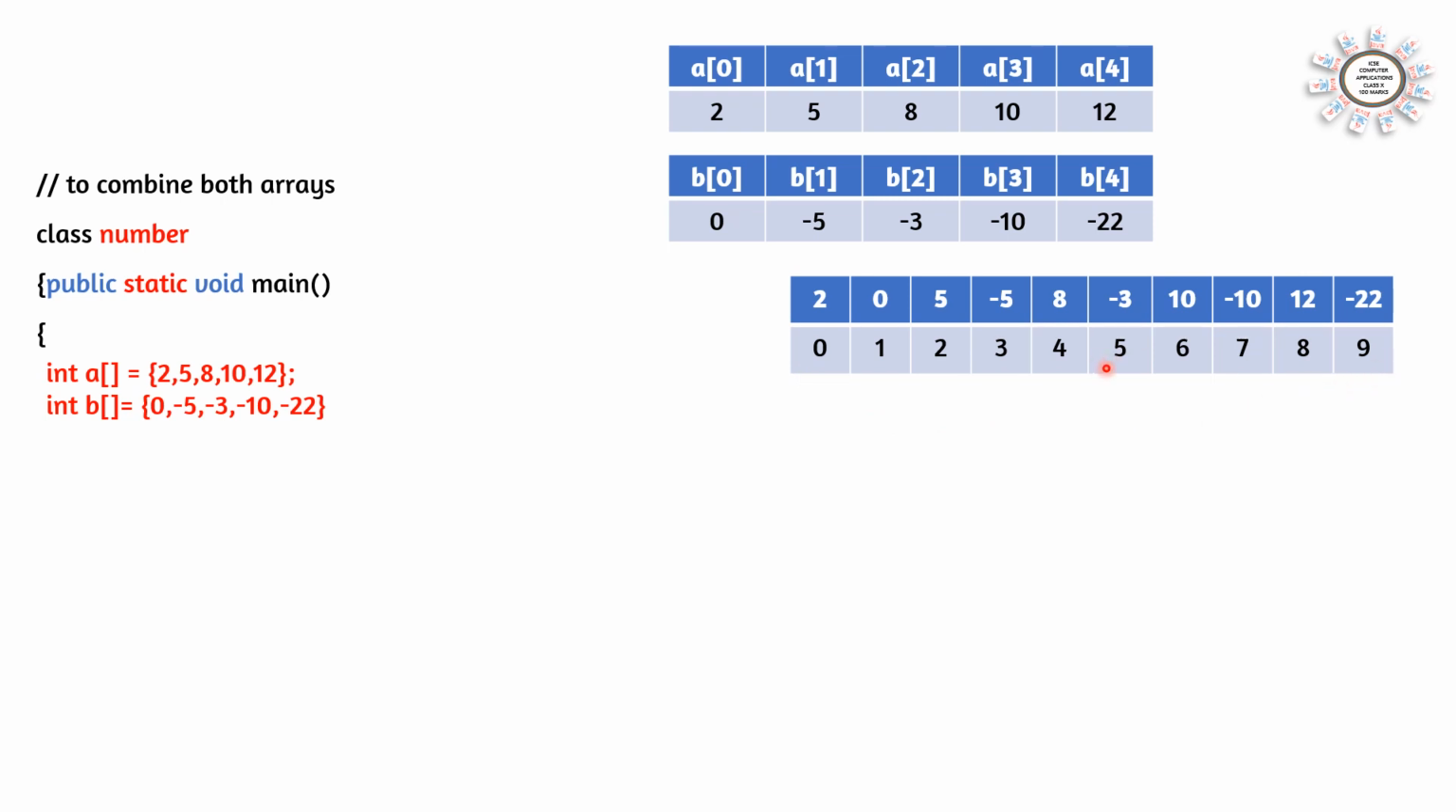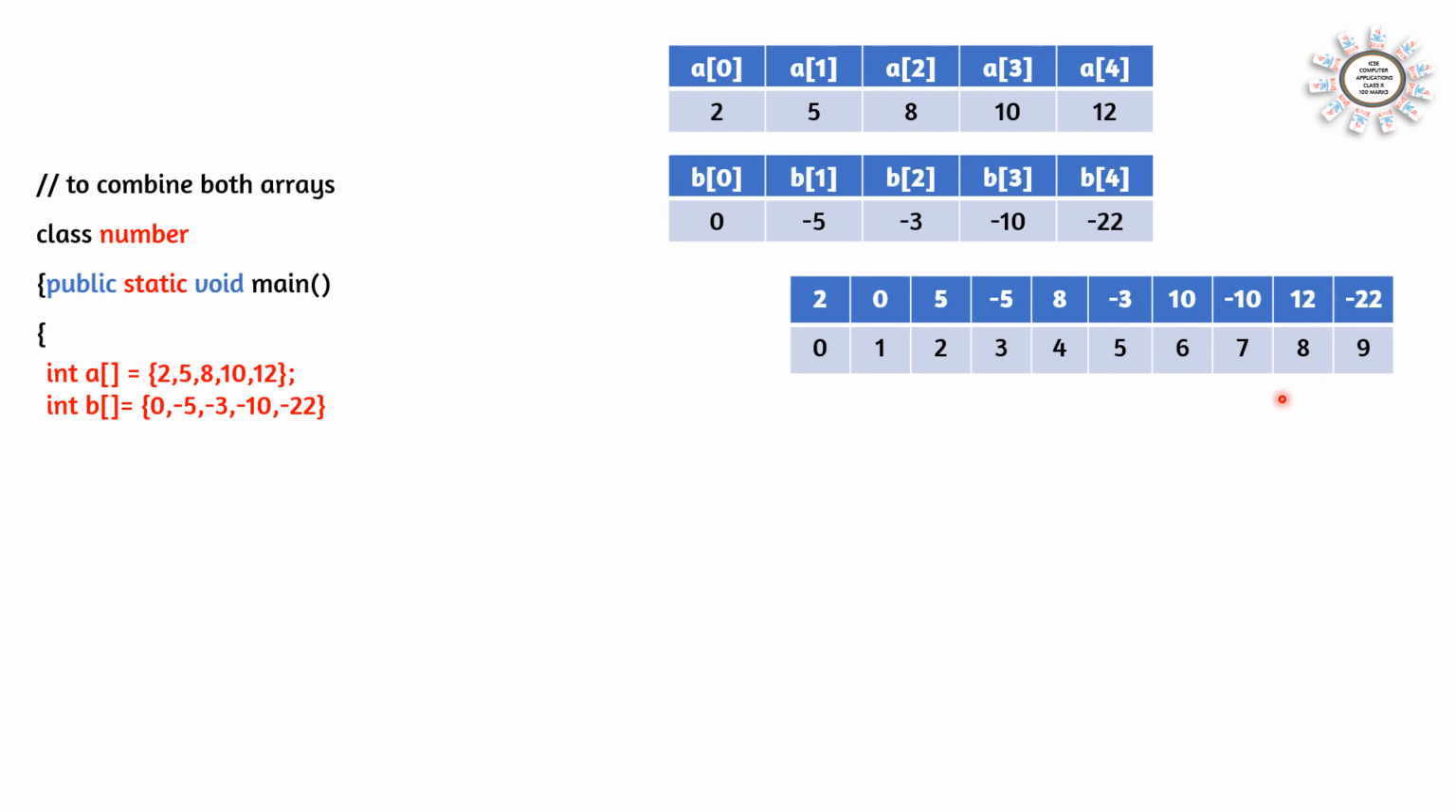We are combining A and B and storing. Now find where the elements of array A are stored. That means 2, 5, 8, 10, 12. Here we can see 2 is stored in C0 and 5 is stored in C2. 8 is stored in C4. 10 is stored in C6 and 12 is stored in C8.